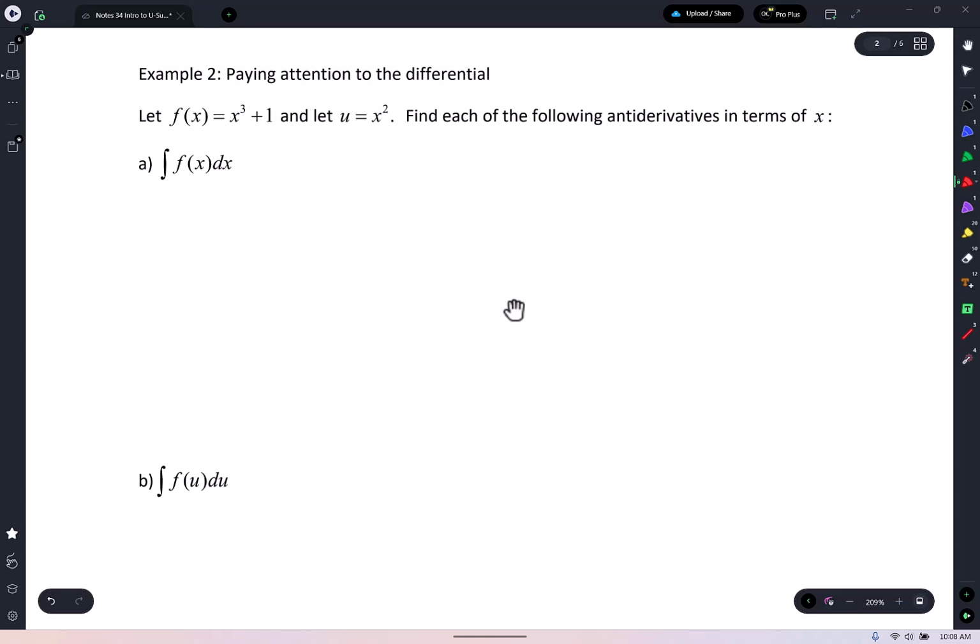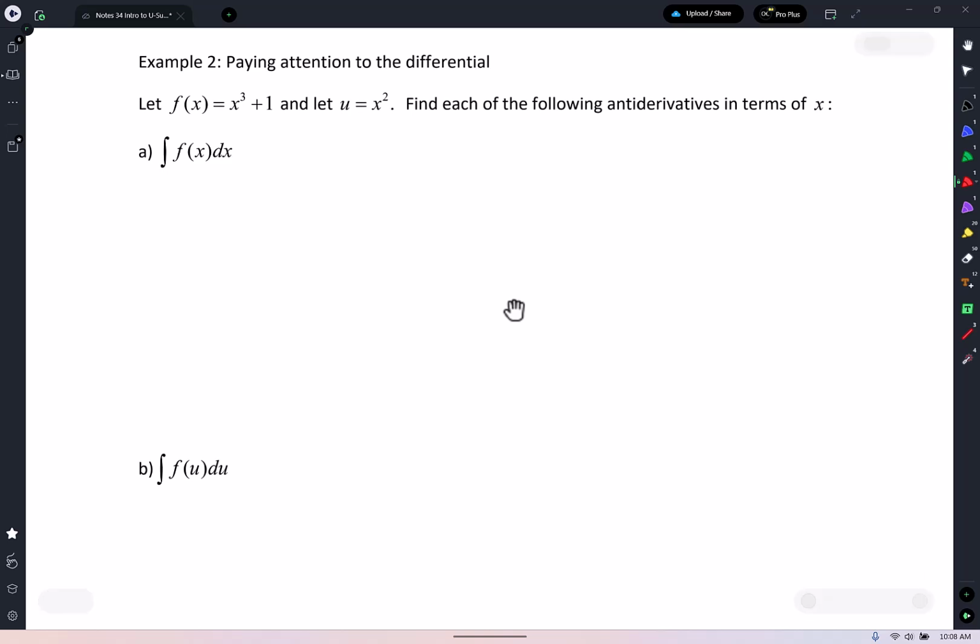All right, paying attention to the differential. We're getting really close to u-substitution. It says let f of x equals x cubed plus 1 and let u equals x squared. Find each of the following antiderivatives in terms of x. Okay, they said in terms of x.